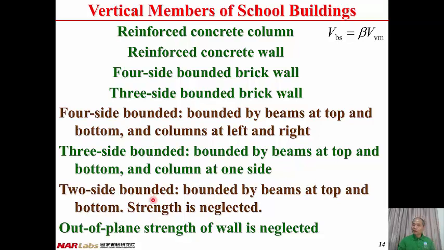And a 2-side bounded brick wall is a brick wall bounded by the beams at the top and the bottom, and with no boundary at the left-hand side and the right-hand side. Since the strength of a 2-side bounded brick wall is not that high, its strength is neglected. And only the in-plane strength of the wall is taken into consideration. Therefore, the out-of-plane strength of the walls, including concrete walls or brick walls, is neglected.